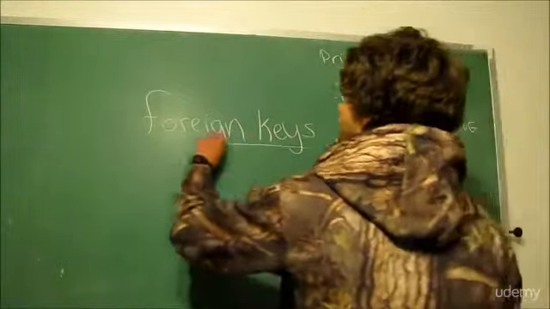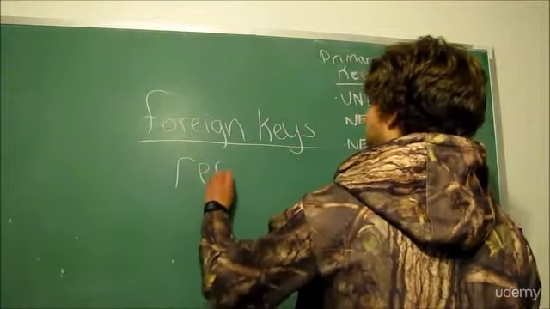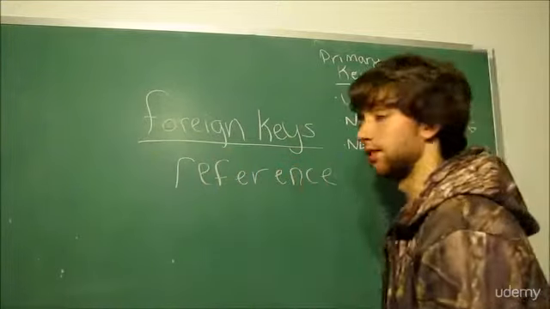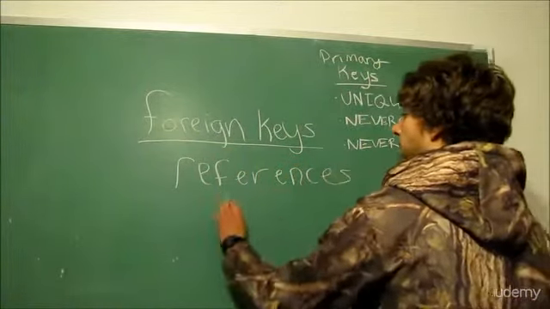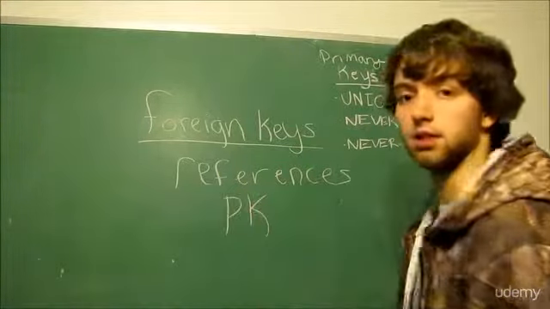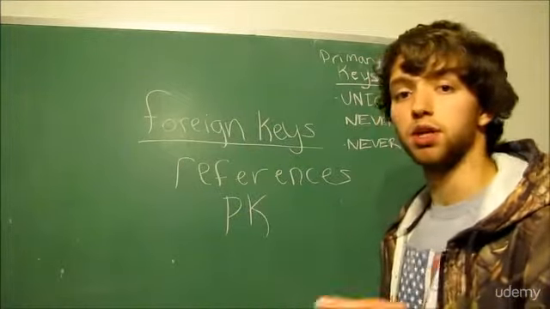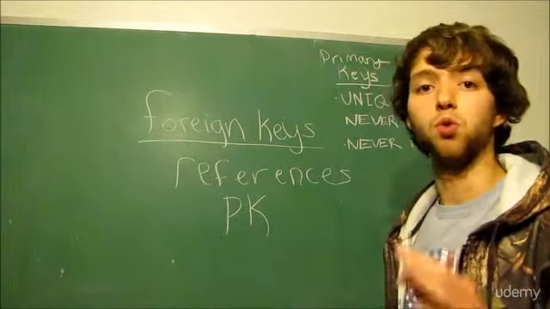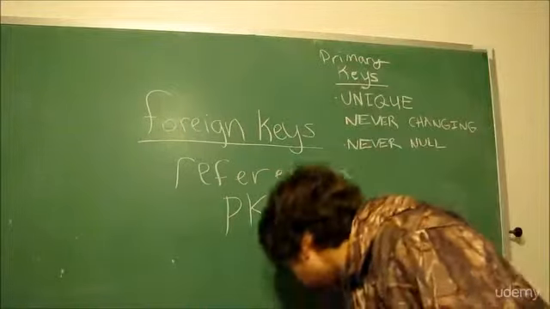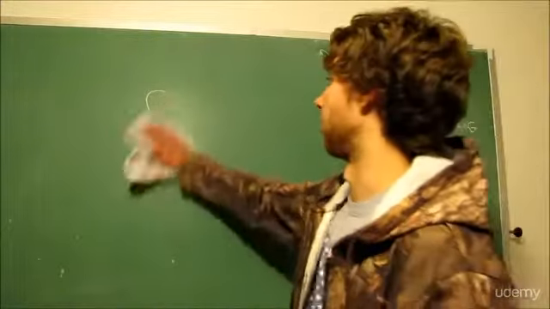Alright, so a foreign key is a reference. And what does it reference? It references a primary key. That's the most basic definition of a foreign key. Now, this can be a primary key in the same table or a primary key in a separate table. So let's see how this would play out if we do some drawing.